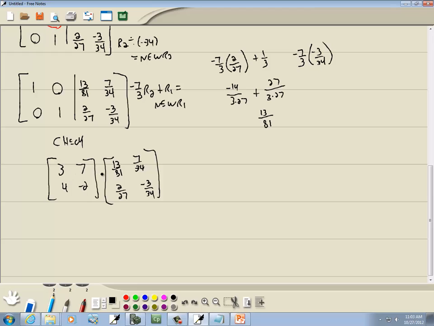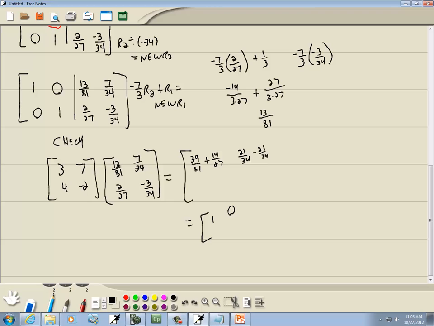Okay, multiply these together. 3, that's 39 81s, and this is 14 27s. That gives 42, 72, 81. Okay, that does give us 1. Okay, now I'll take this times this, so that gives me 21/34 and minus 21/34, which is 0.